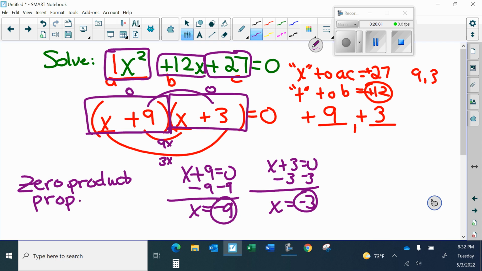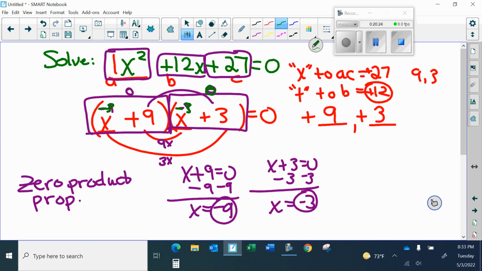Okay, that means if I plug negative 9 into there, notice I'd have negative 9 plus 9 is 0. 0 times, I plug negative 9 in there, it's 0 times negative 6 is 0. Or if I plug negative 3 in, okay, if I plug negative 3 there and negative 3 there, then this one makes it 0 over there. Times 6 is 0. Okay, that's called the zero product property.